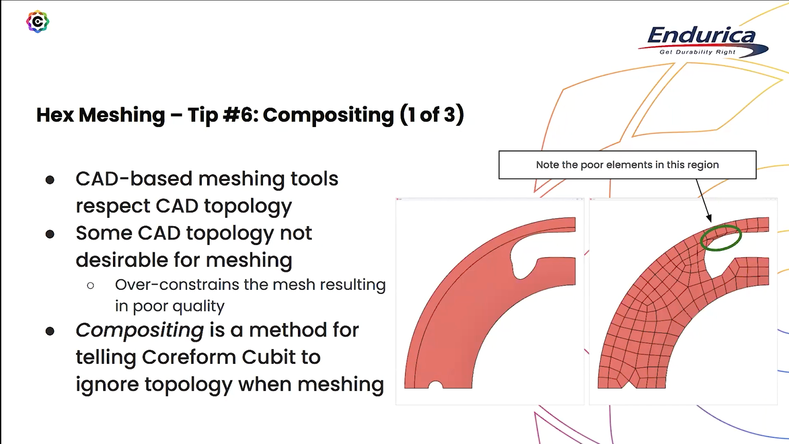But one of the challenges that CAD-based meshing tools have is that they respect the CAD. They first mesh all the vertices, and then all the curves, and then all the surfaces, and then they mesh volumes. And so if you have these curves, like you can see this arc here that comes really close to this fillet, it's going to try to respect that, and that can over-constrain the mesh, which results in poor quality. And so compositing is a way for us to composite multiple surfaces together into a single surface and ignore maybe this additional topology.